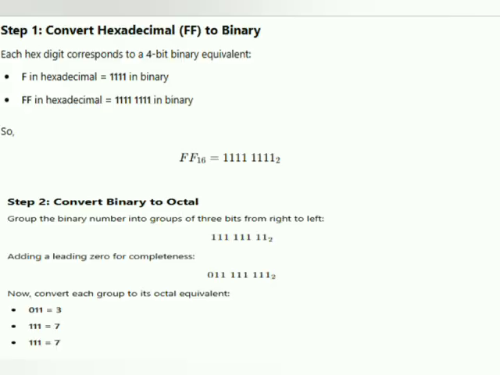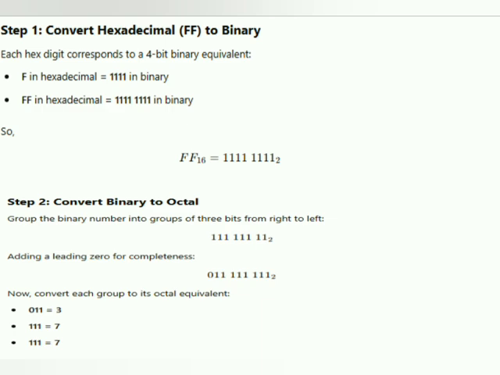First of all, F in hexadecimal is denoted as 1111. Hexadecimal is denoted as a 4-bit binary number because hexadecimal means 16, that means 2 power 4, so the binary equivalent is 4 bits. Since there are 2 F's, we will write the 4-bit binary twice. So FF base 16 equals 1111 1111.